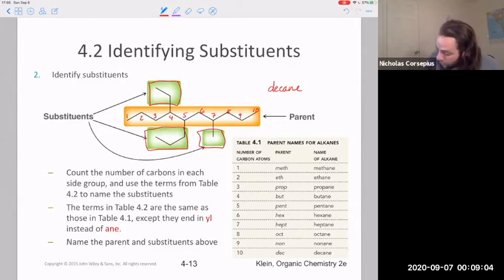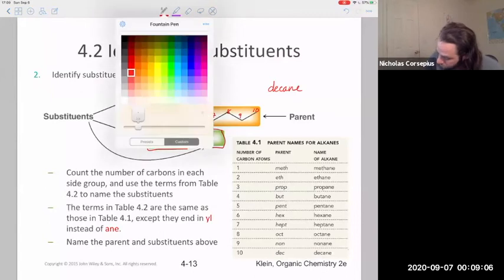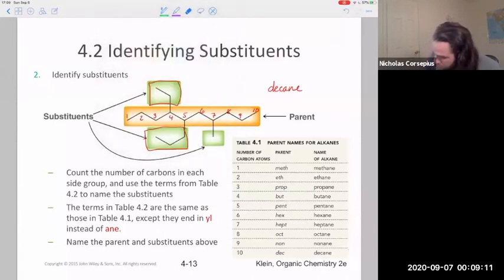So for example, let's color code things here. This substituent here consists of just one single carbon, so this is a methyl substituent. Notice that when it's a substituent, you replace the ANE with just a YL. And at the end, we'll stick these at the beginning of our decane name, but right now we're just going to focus on the naming of the actual substituents.